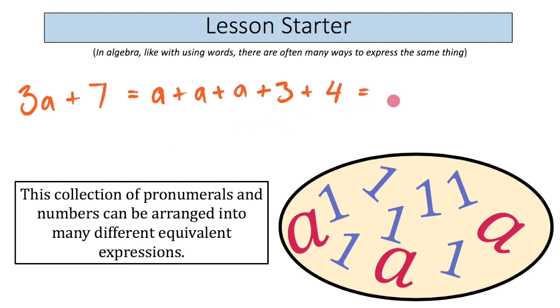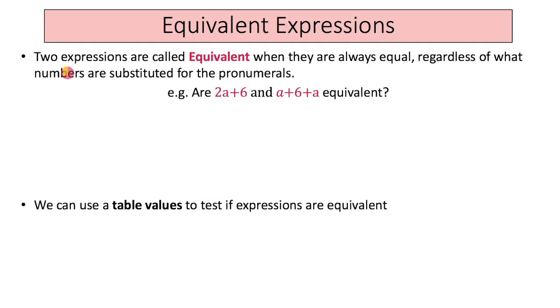And you could write this another way. I could say I have 2A plus 5 plus 2. All of these expressions are equivalent because they equal the same thing. Let's now go through a formal definition of equivalent expressions. So two expressions are called equivalent when they are always equal, regardless of what numbers are substituted for the pronumerals. Let's now go through an example question.